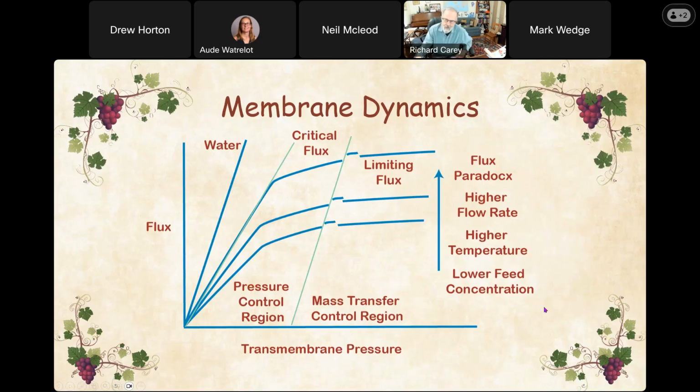And then downstream, you have what is called your mass transfer flow region. And the limiting flux is how much you can get through on the membrane. And this is your sort of paradox. Where do you find the sweet spot so that you can run your system so that you have a lower concentration feed, a higher temperature, higher flow rate, and you get this flux paradox of trying to find out what that critical point is. Keeping all of these in mind, how this system works.